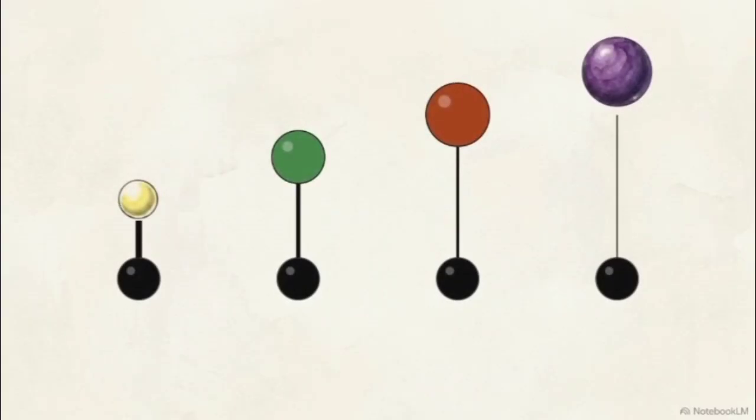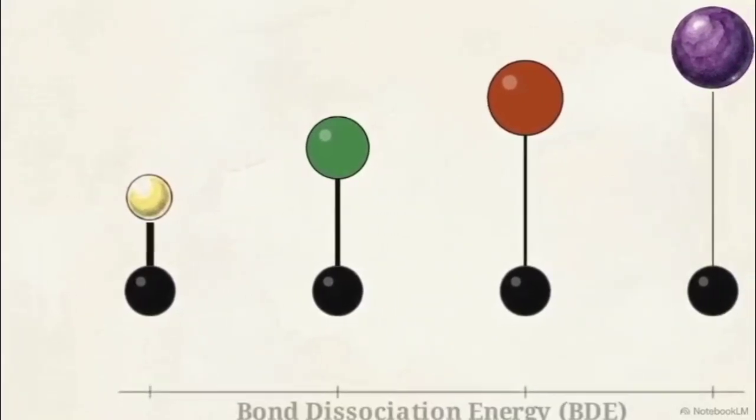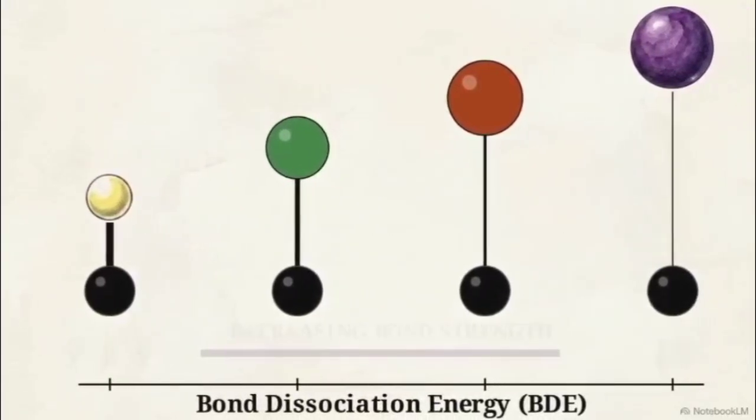This diagram compares the 4 primary halogens: fluorine, chlorine, bromine, and iodine. Fluorine is compact, iodine is massive. As the atomic radius increases, the bond length stretches. A longer bond is weaker.